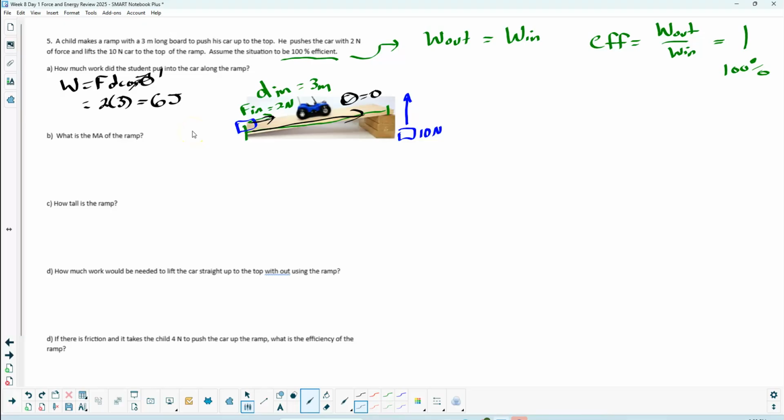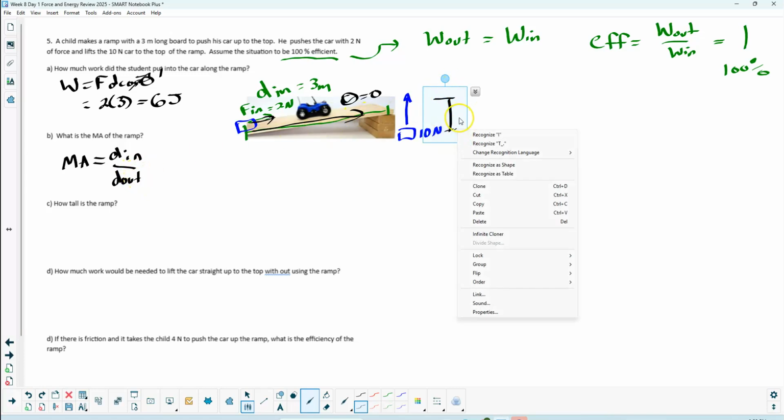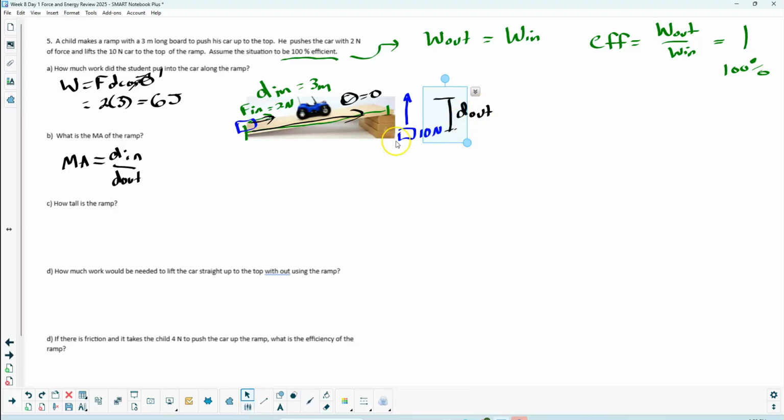It asks what the mechanical advantage of the car is, or MA. So the mechanical advantage would be the distance in divided by the distance out. That's one thing we can know. We don't know the distance out. Distance out would be how much the outcome is, so how much the car moves up. So we can't use that one, but there's this other equation that says it's the force out divided by the force in. So the force out, you're lifting 10 newtons, and you only have to put in 2 newtons. So 10 divided by 2 is 5. So 5 is the mechanical advantage.